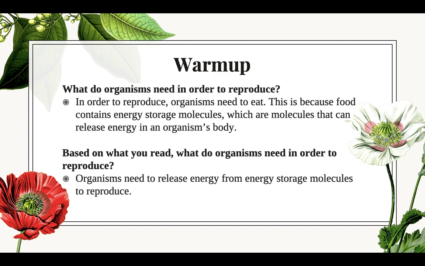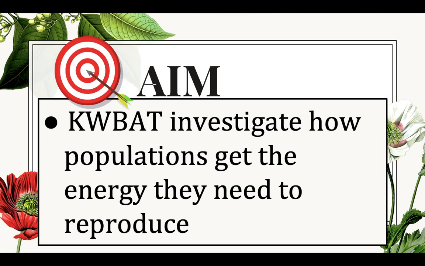So basically, you have probably learned about this in the past, but we're talking about what happens when food is processed by an organism. How does food, or what the animal or organism eats, get processed to release energy for that organism to be able to do the things that it does, one of which is obviously reproduction? So our aim for today: investigate how populations get the energy they need to reproduce.